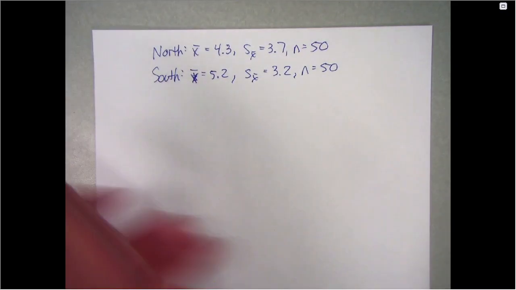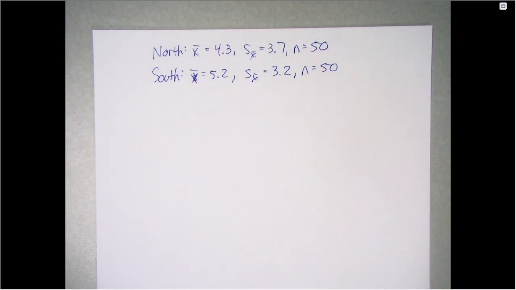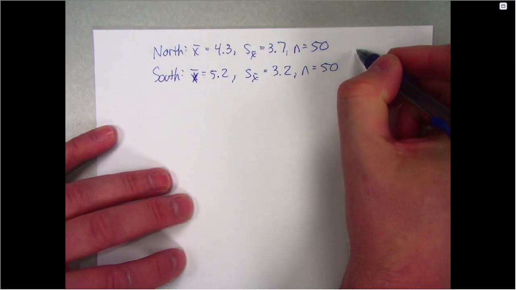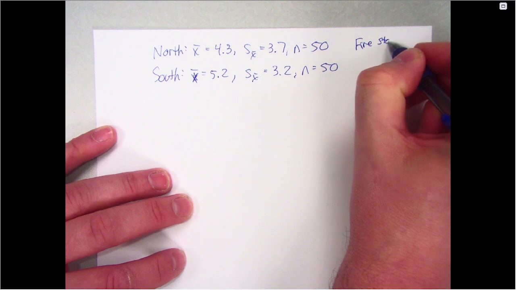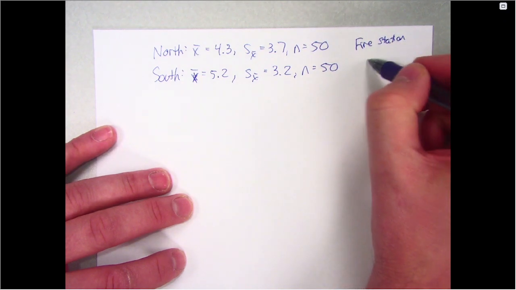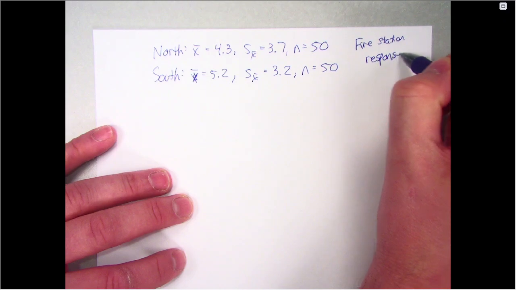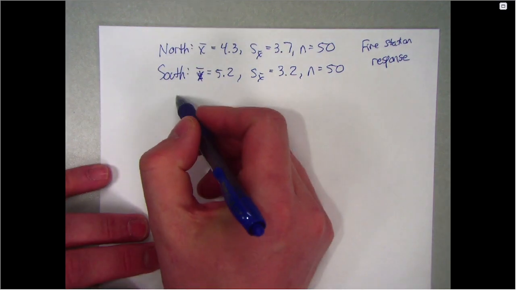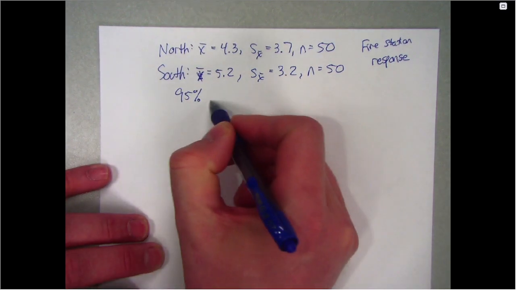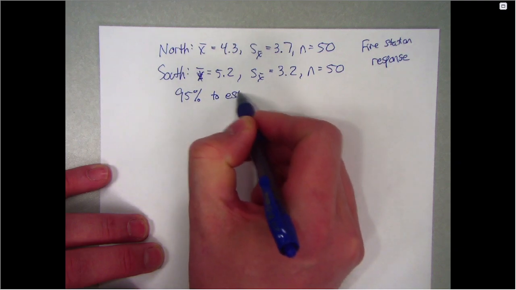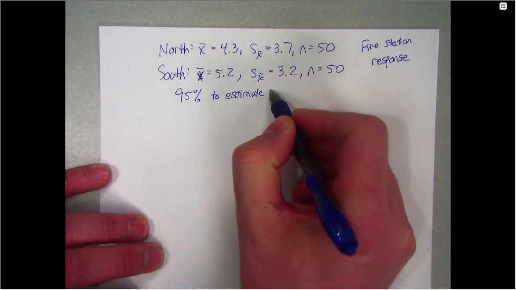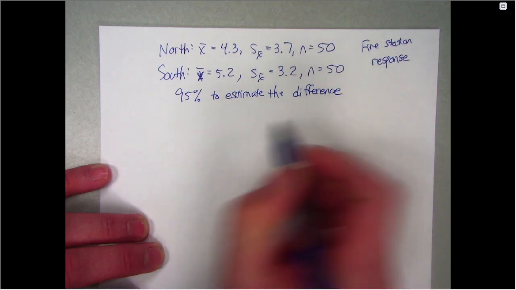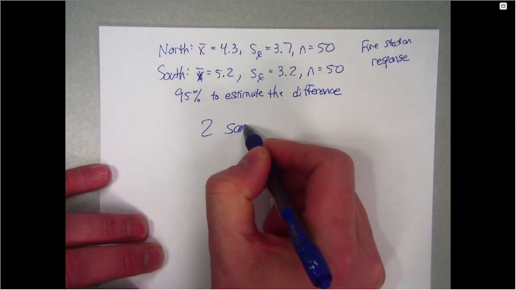Instead of printing a copy for everybody, I just printed one and I'll put the context up here. This is fire station response times. There's a north and a south fire station, and we're supposed to do a 95% confidence interval to estimate the difference. So we're doing a two sample t interval today.